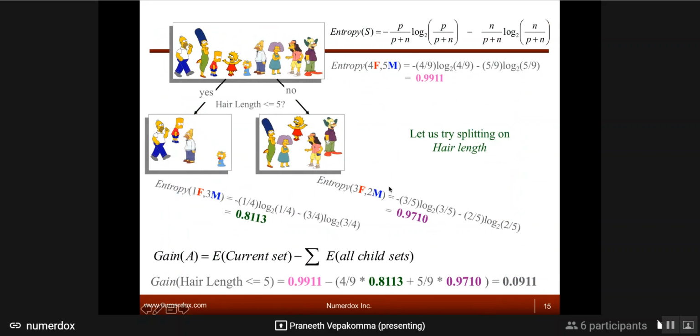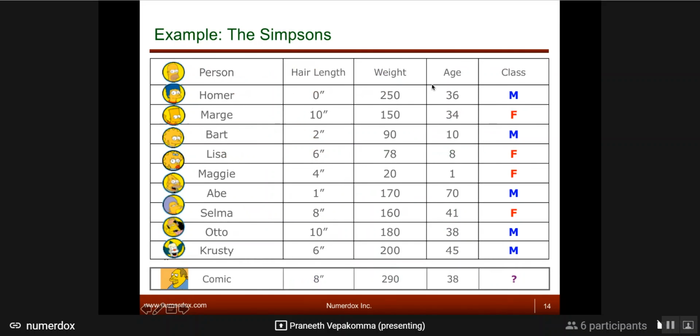So now this is your tree, right? First you have all characters. These are the characters. The first guy is Homer, right? Now you want to figure out, do you split based on hair length or do you split based on something else, right? Based on weight or age.